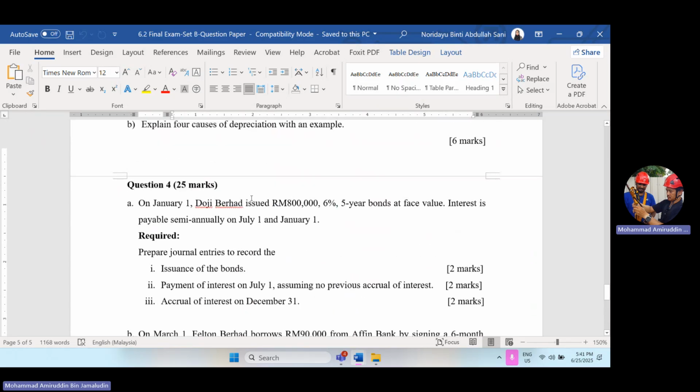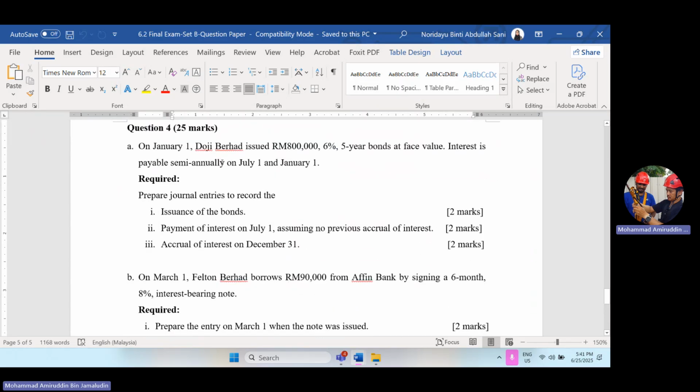You see the question? Similar to your tutorial. On 1st January, Doji Berhad issued 800,000, 6%, 5-year bond at face value. This one no issue on the premium or discount. Not a big deal. Interest is payable semi-annually. What does it mean payable semi-annually? Meaning the interest on this bond is paid twice a year, on 1st July and then another one on 1st January. Prepare journal entry to record issuance of the bond.